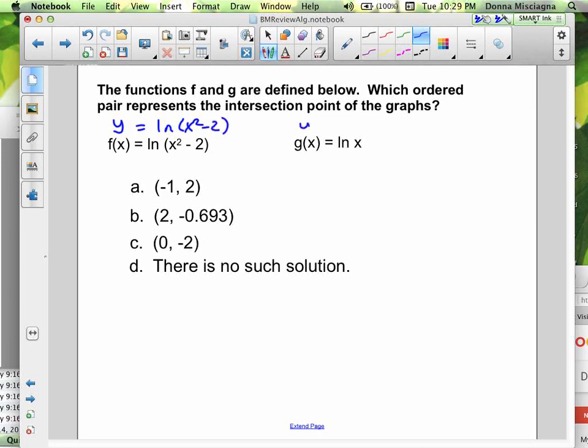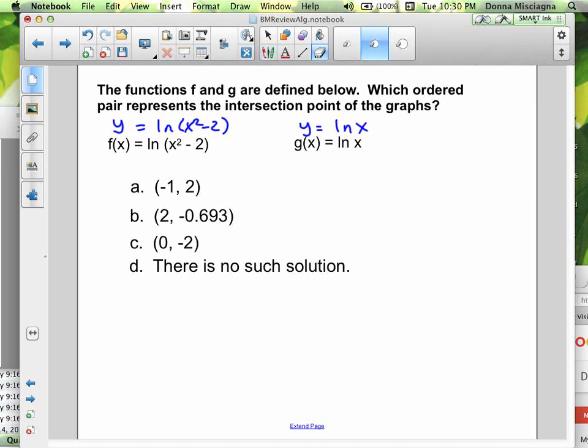And this is the same as y equals natural log of x. Okay, so if we're looking for the intersection point of the graphs, we're looking for the point they have in common, the solution. It's just worded a different way, but we are just setting those two equal to one another to see where they are equal, where they meet each other, where they intersect, however you want to look at it.